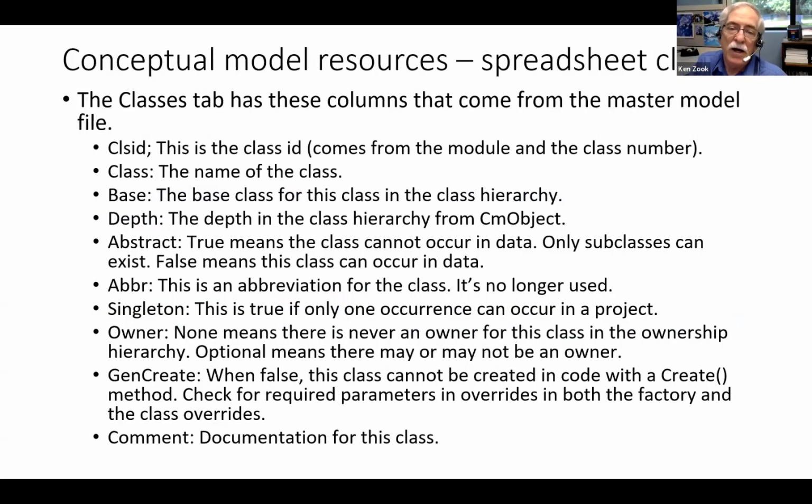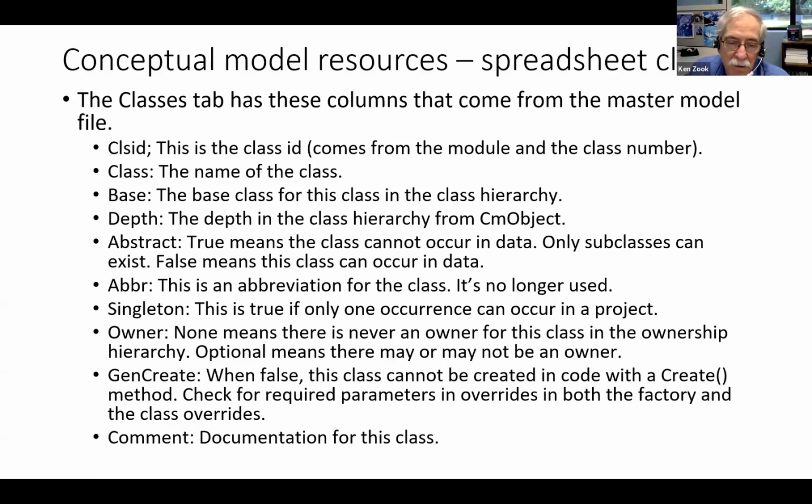The classes tab has these columns, class ID. All of these columns basically come from that XSD file. Class ID is the class ID. It comes from the module and class number. The class is the name of the class. The base is the base class in the ownership, the class hierarchy. Depth is how far it is from CM object. Abstract, true, means the class cannot occur in data. Only subclasses can exist. False means that the class can occur in data. Abbreviation is no longer used. Singleton means that the database can only have one of these objects in it.